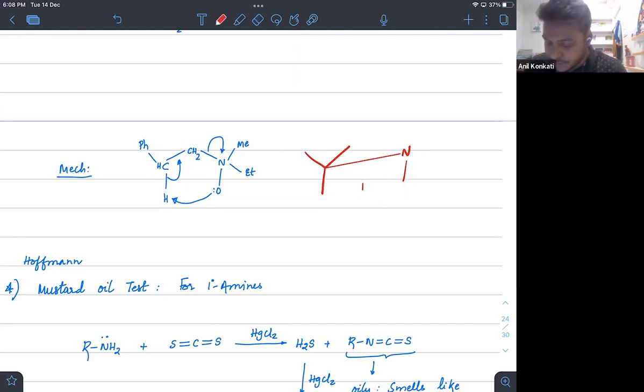Nitrogen with O minus here, and with methyl and ethyl group here, correct? And in the same way we will keep hydrogen here, phenyl here, and one more hydrogen here. This is how we have the groups. So now what we can see, this O minus will take away this H plus, and this will make a double bond formation, and not here.